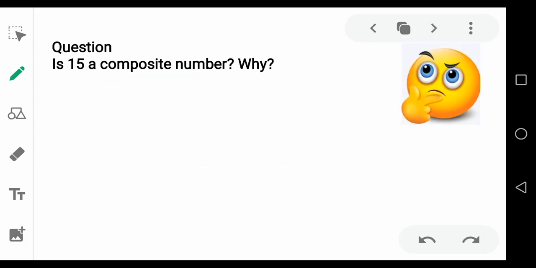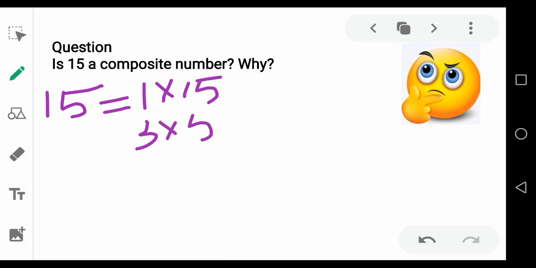Okay. Is 15 a composite number? Why? So what should you do? You have to write 15 is equal to its factors. What are the factors of 15? 15 is equal to 1 into 15. Then what? 2 table, it won't come. 3 5s are 15. Then 5 3s are 15, it's again repeating.